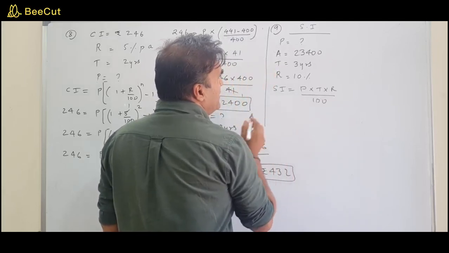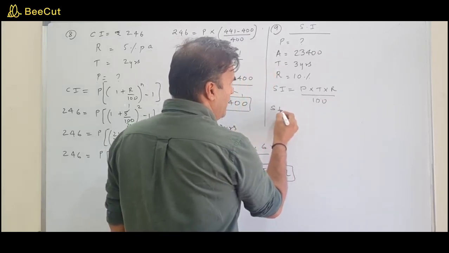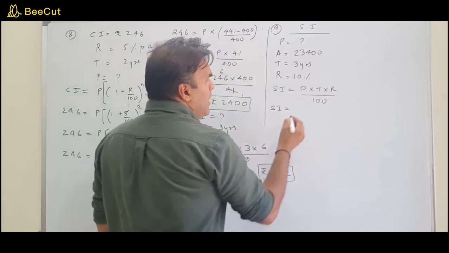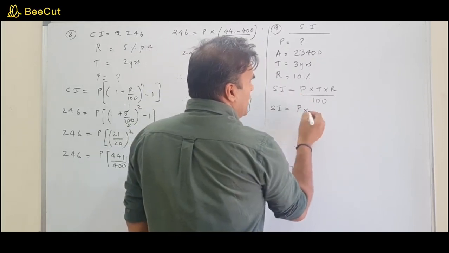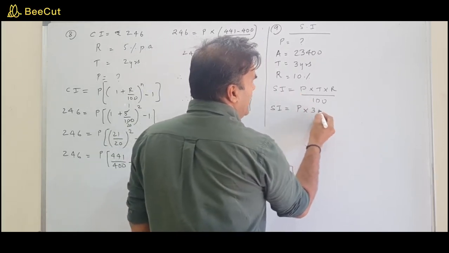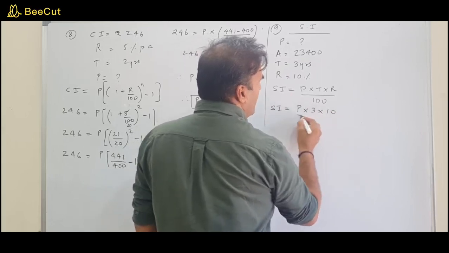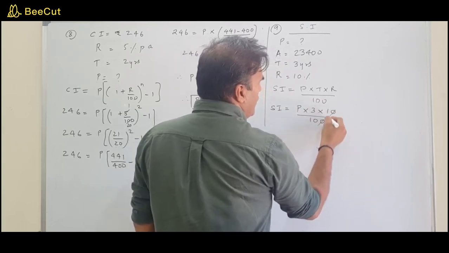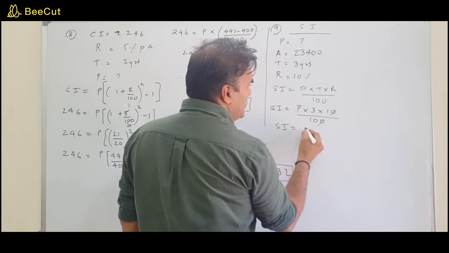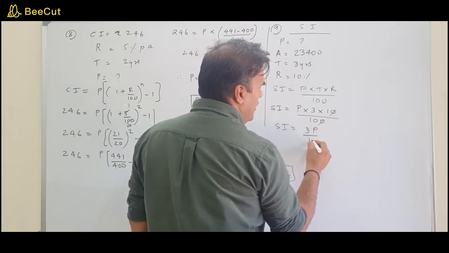The simple interest is not available. Principal is also not available. Let the principal be P only. P into time T into rate R upon 100. So basically my simple interest is nothing but 3P upon 10.